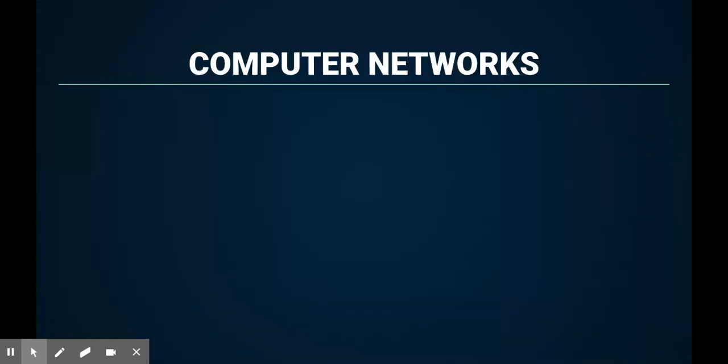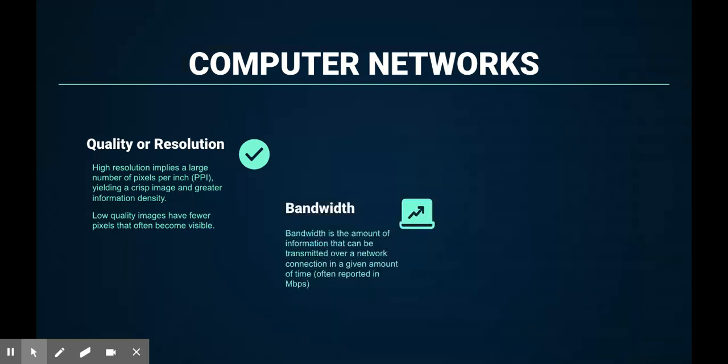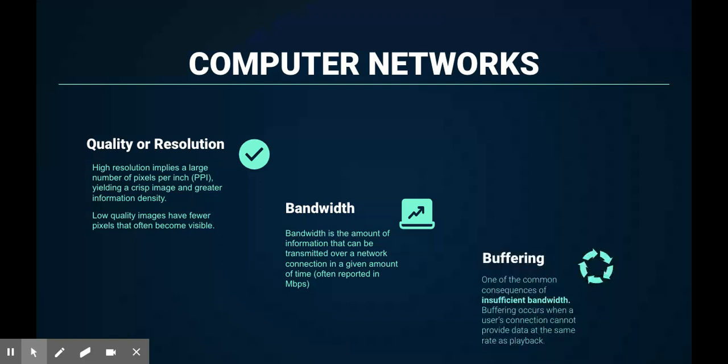Before I explain why I implemented HLS rather than another ingestion protocol, I first want to establish the project's motivation in the context of computer networks by defining a few terms. Quality, or resolution, refers to the pixel density of an image. Bandwidth refers to the amount of information that can be sent over a connection in a given amount of time. There is a natural trade-off between quality and bandwidth, since higher quality images require more bandwidth. When bandwidth is insufficient, the user may experience poor resolution or buffering.